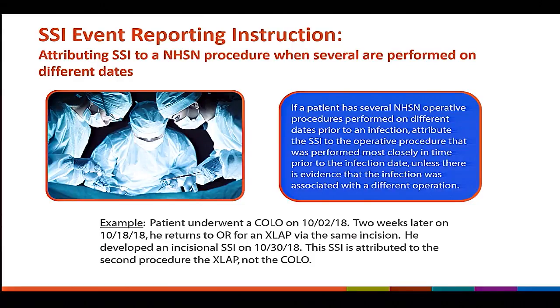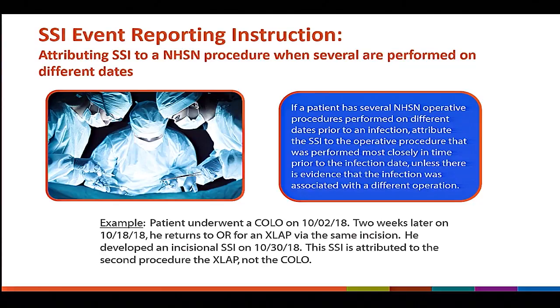Okay, so the next reporting instruction relates to SSI attribution to an NHSN operative procedure when several are performed on different dates, because we see this. We see where we have patients that are almost serial going to the OR. You know, they're in the hospital, they're very sick, and they're going back and forth to the OR for different operative procedures. So if the patient has several NHSN operative procedures performed on different dates prior to an infection, and then they end up developing an SSI at some point, as far as attribution, you want to attribute the SSI to the operative procedure that was performed most closely in time prior to the infection date, unless there was evidence that the SSI should be attributed to another procedure.